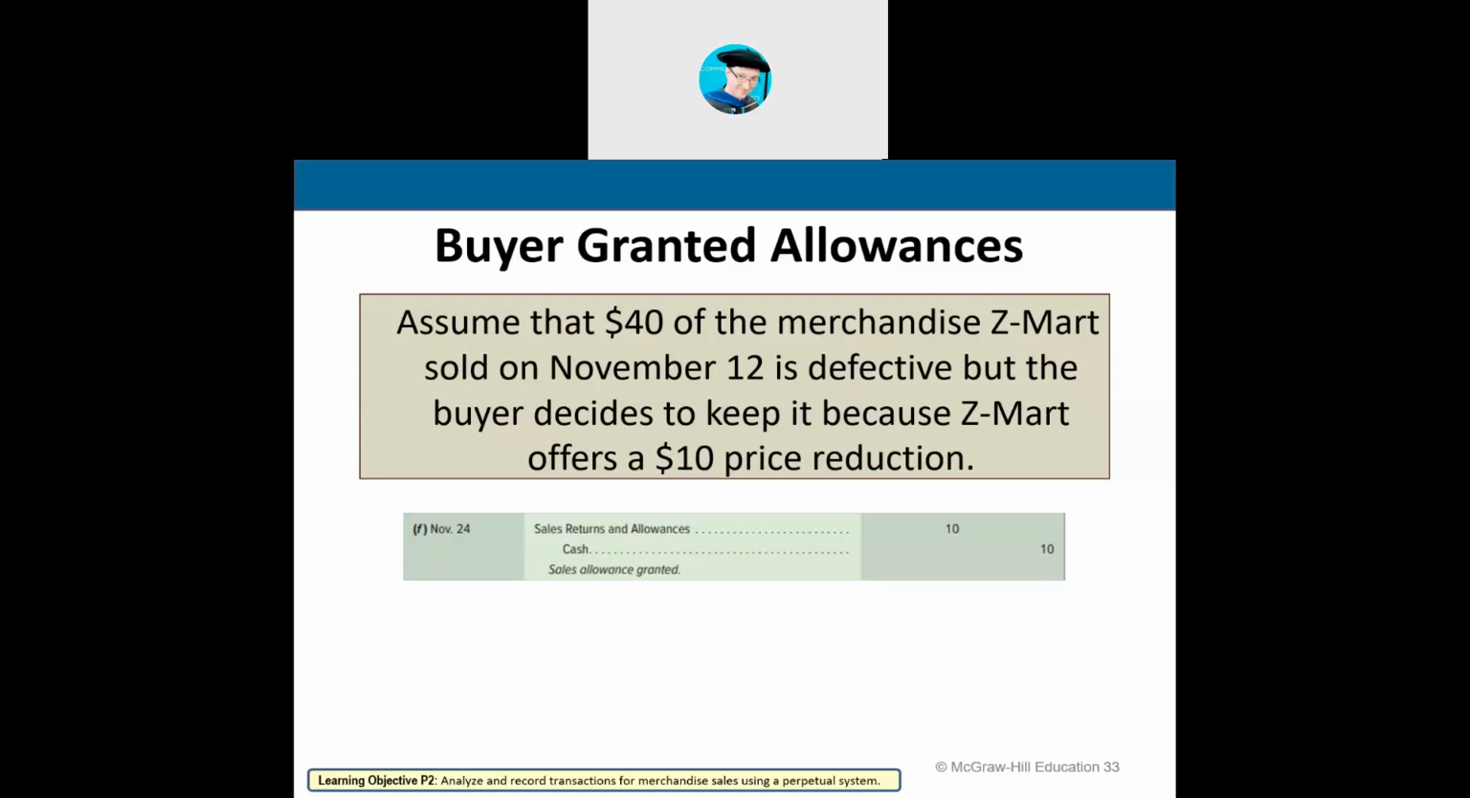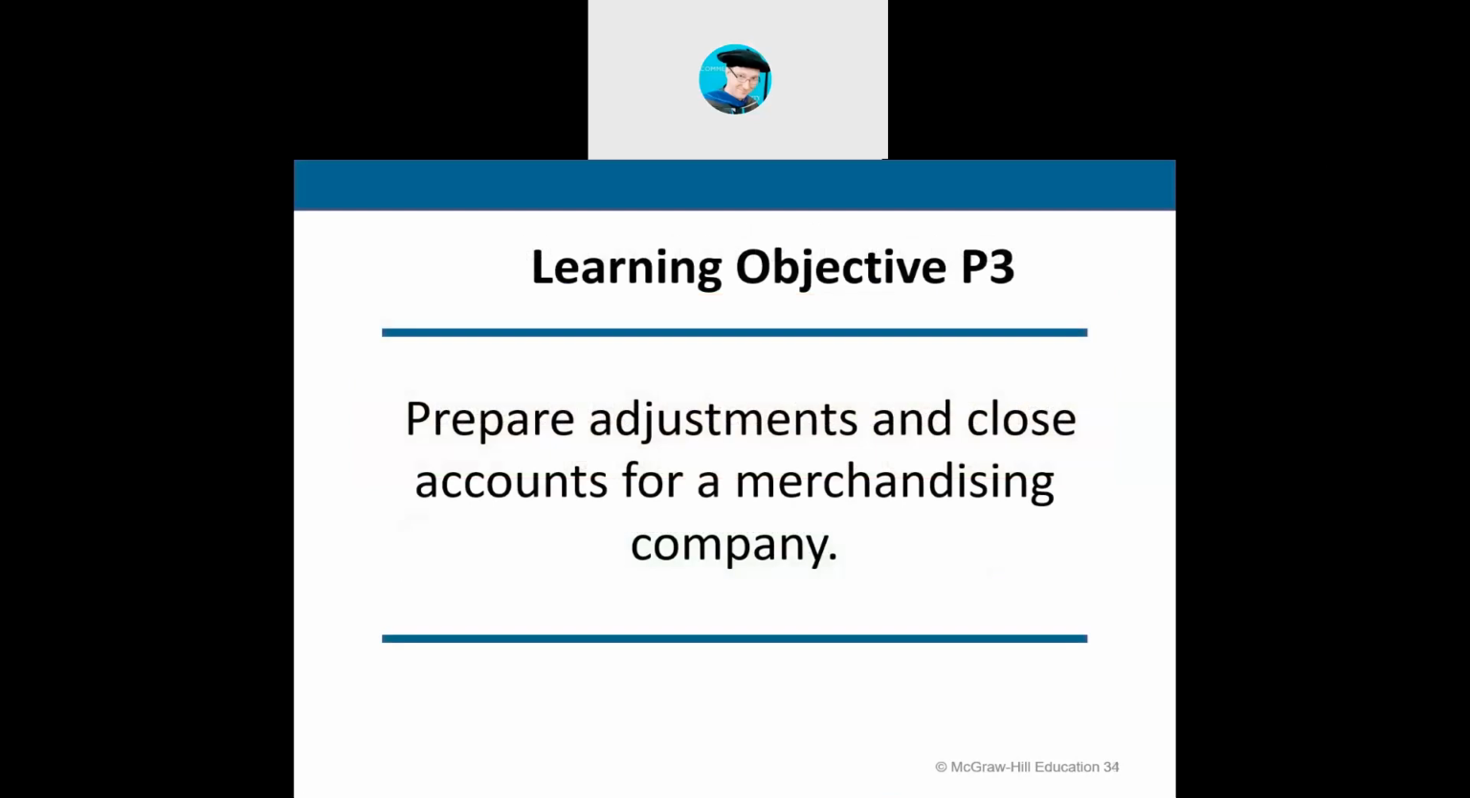Amazon's its own animal. Okay, let's assume that $40 of merchandise we sold on November 12th is defective, but the buyer decides to keep it instead. Well, we're going to be nice. We're going to give that customer a price reduction because they're going to keep it. So we'll debit sales returns and allowances, and credit cash. Once in a while that happens, but most of the time nobody's going to keep something this broken. Unless it's like the zipper's torn, but I could live with that. Then you talk to the manager, get a discount. You know how that works.